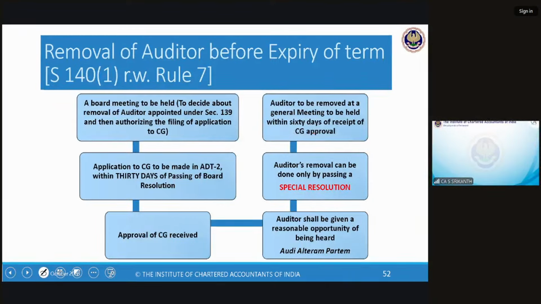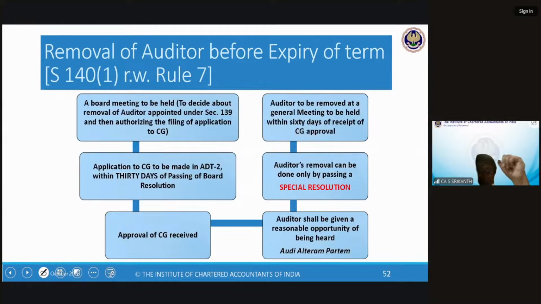Better you keep quiet. But if the auditor is unfair, high-handed, inefficient or negligent, then he will come and talk some nonsense before the CG. The CG himself will know, oh, this fellow is not aware of standard auditing practices and is not able to handle the audit, therefore they want to change. So it depends at that point in time how the auditor will represent the matter before the CG.